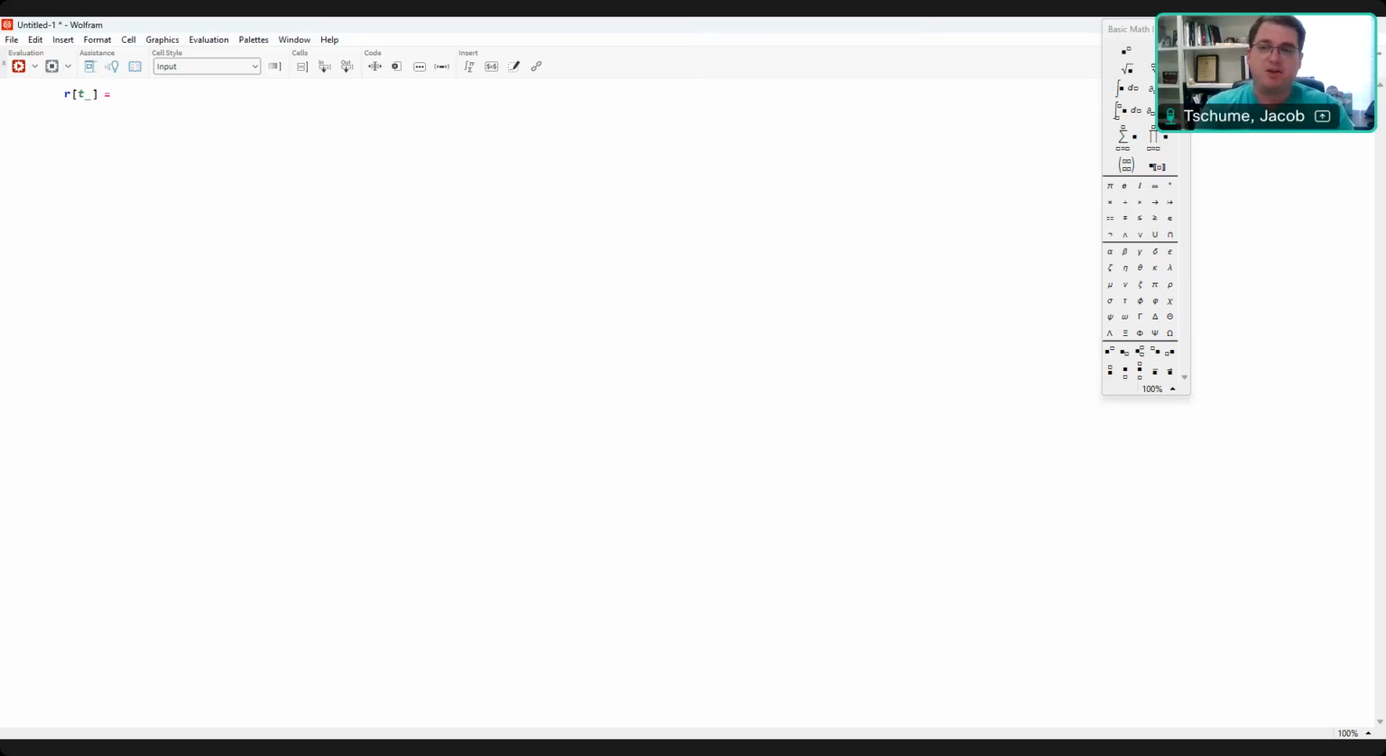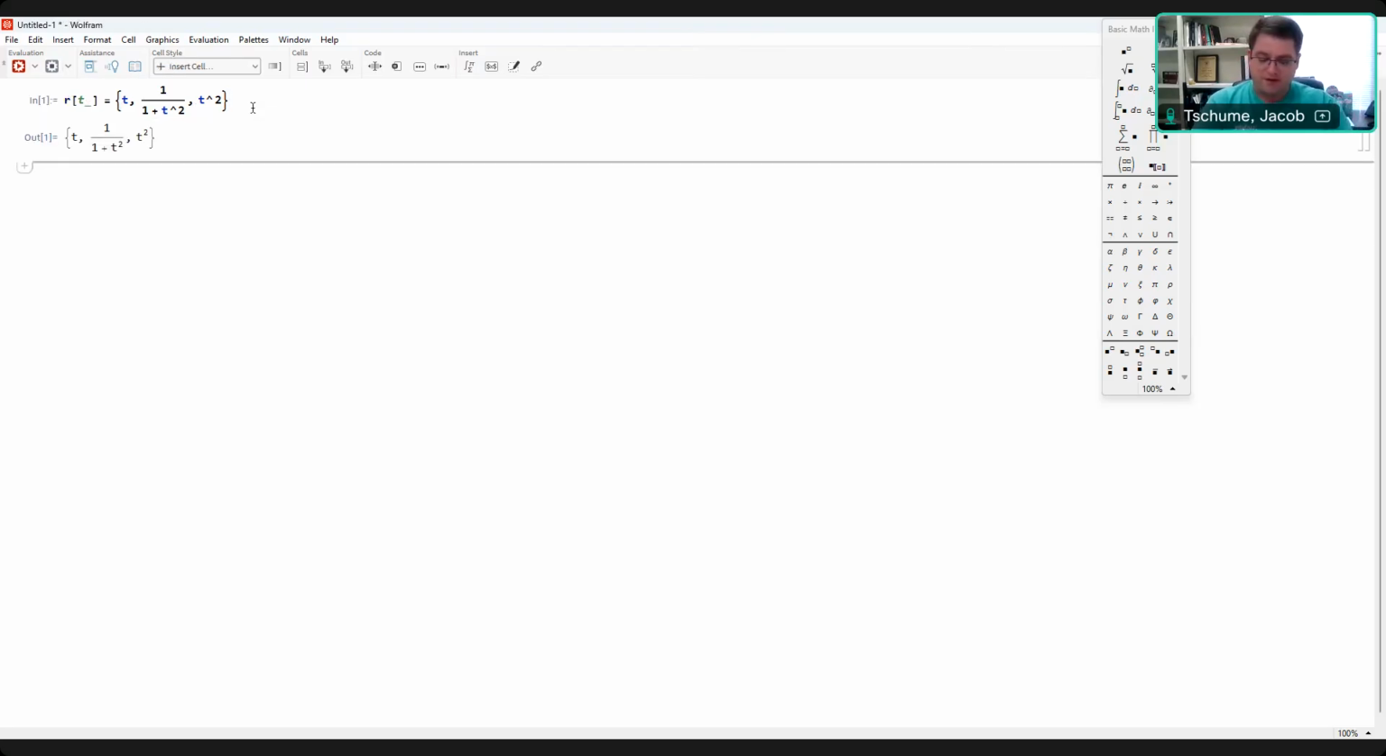And since this is going to be a vector function, we're going to use our open braces, which is how we define vectors. And let's use this one as an example. Let's use t as our first element. Our second element, let's use 1 divided by 1 plus t squared. And for our third element, let's just do t squared. And so you can see we're defining it very similar to how we defined functions in earlier videos, but now we're going to actually put it in as a vector. So if I enter that, shift enter, we now have our first vector function defined.